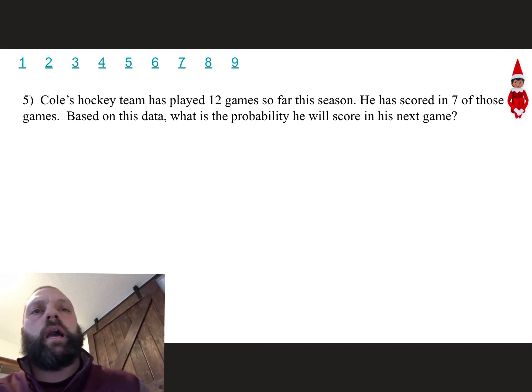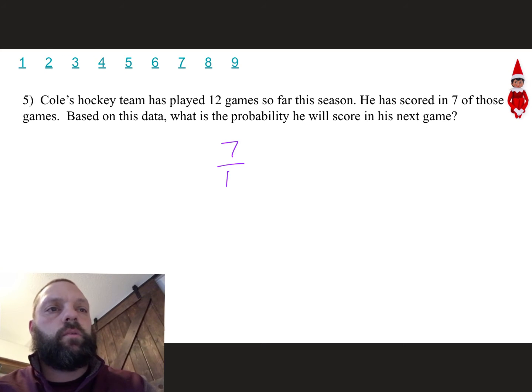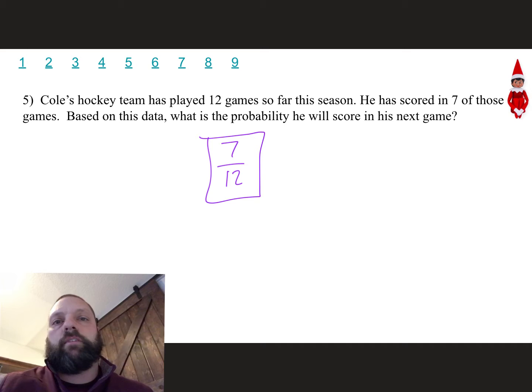Okay, so how many games has he scored in? Well, he scored in 7. How many games has he played? 12. So simple, it's hard. That's my answer, because it's just asking us for the probability, and we can leave it as a fraction. We're done, just like that.